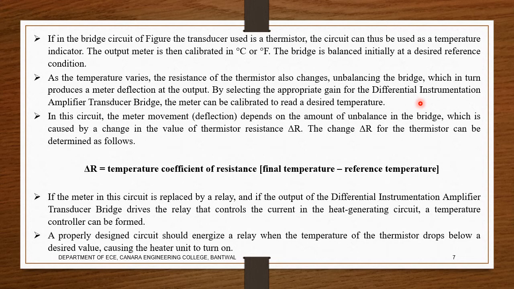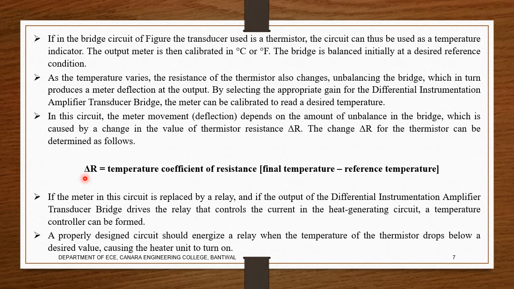Usually the meter movement depends on the amount of unbalance in the bridge, which is caused by the change in the resistance value of the thermistor, delta R. That delta R of the thermistor can be determined as the temperature coefficient of resistance into the final temperature minus the reference temperature. So we need the initial and the final temperature, the two readings, to get delta R.